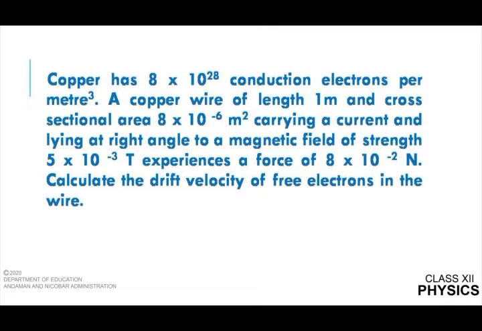A copper wire of length 1 meter and cross-sectional area 8 × 10^-6 square meters, carrying a current and lying at right angles to a magnetic field of strength 5 × 10^-3 Tesla, experiences a force of 8 × 10^-2 Newton. Calculate the drift velocity of free electrons in the wire.